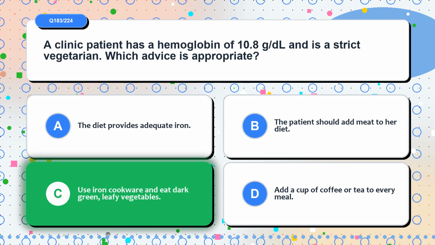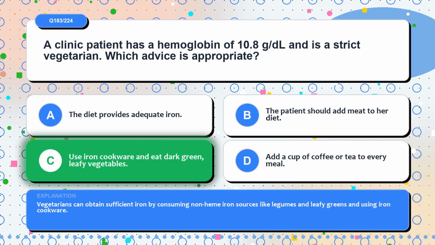The correct answer is option C. Use iron cookware and eat dark green, leafy vegetables. Vegetarians can obtain sufficient iron by consuming non-heme iron sources like legumes and leafy greens and using iron cookware.